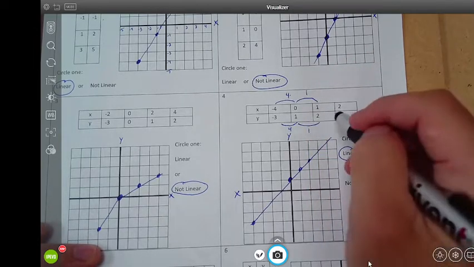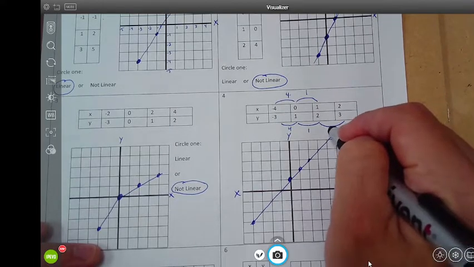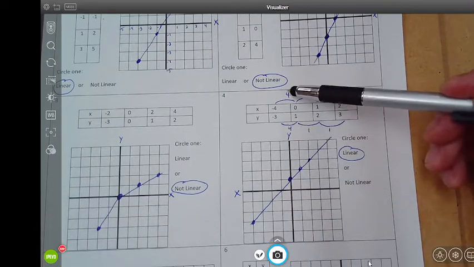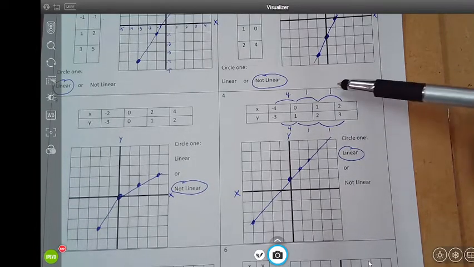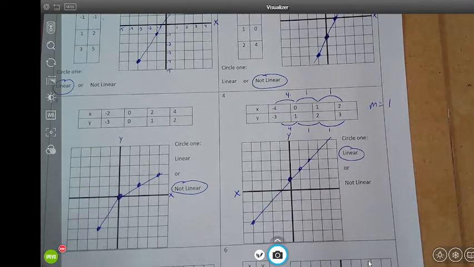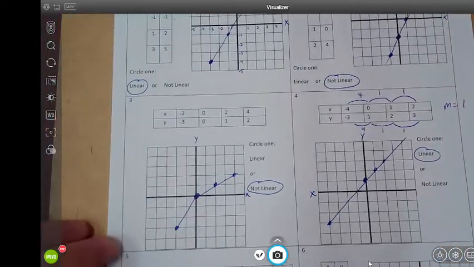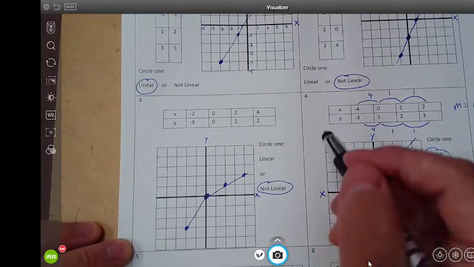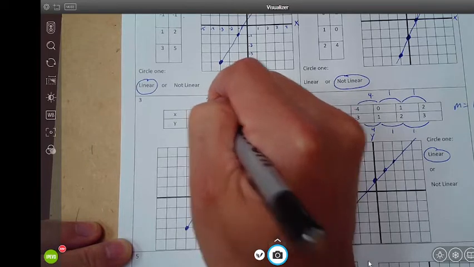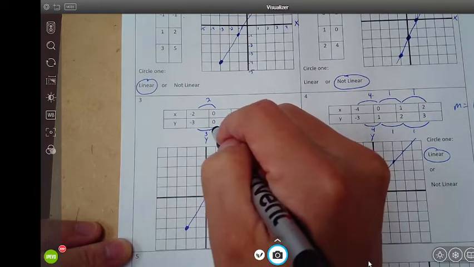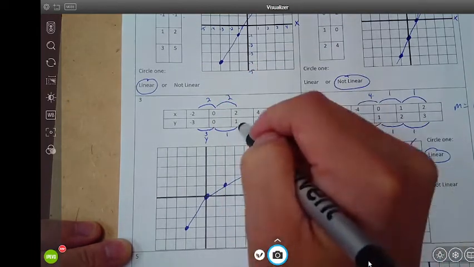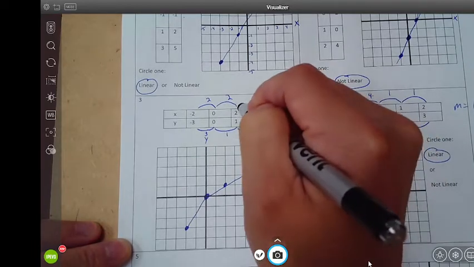That's also 1. Change in y is 1, change in x is 1. All of these turn out to be 1: 4 divided by 4 is 1, 1 divided by 1 is 1. The slope for all of these is a positive 1. Now let's take a look at number 3, going back. If I look at the slope here, the change in y is 3 and the change in x is 2. Then the change in y is 1 and the change in x is 2. Again the change in y is 1 and the change in x is 2.